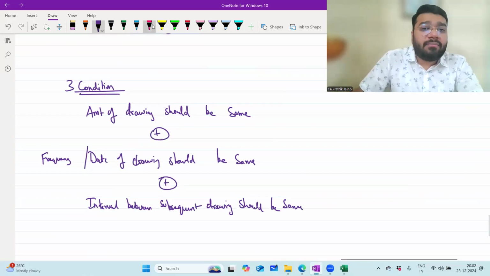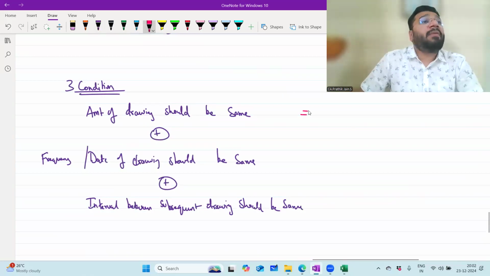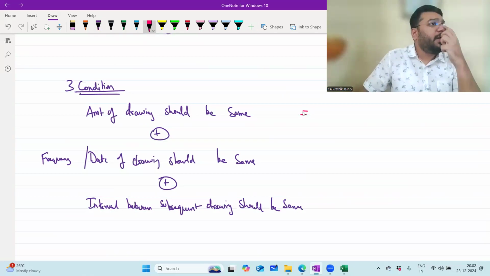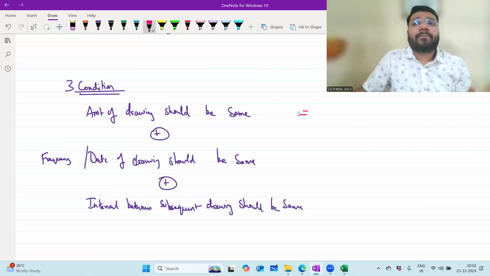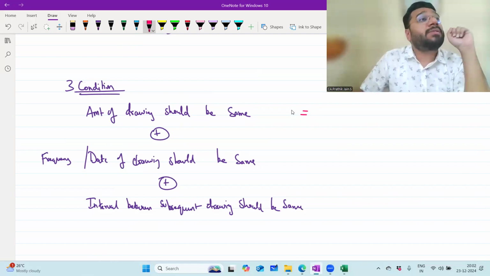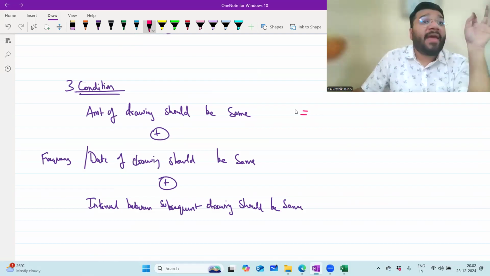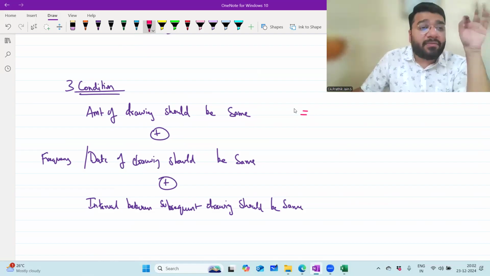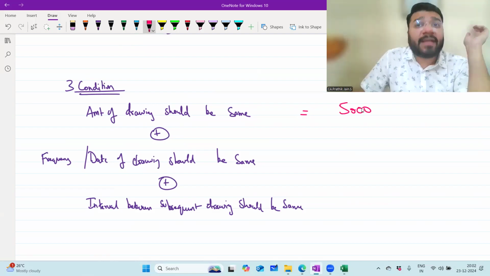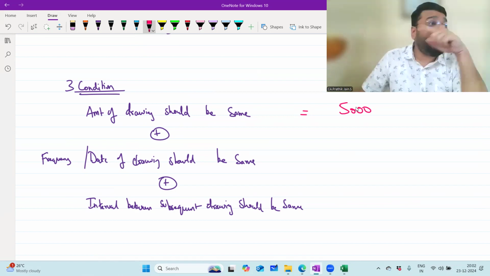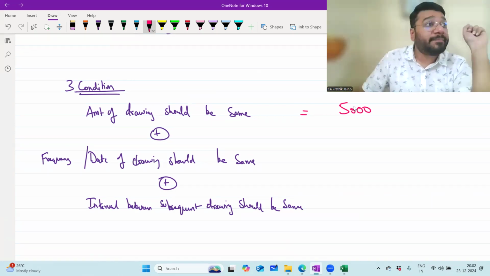Amount of drawing should be same means that when the partner is withdrawing the money, in whatever intervals he is withdrawing, every time he withdraws the money, he has to withdraw the same amount. If X is withdrawing 5,000 rupees, he has to withdraw 5,000 rupees every time only. The amount of drawing should be same in all the drawings throughout the year.